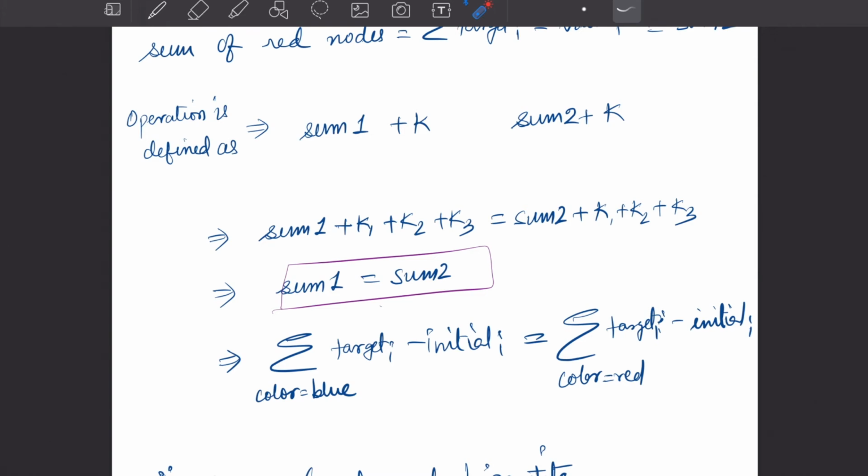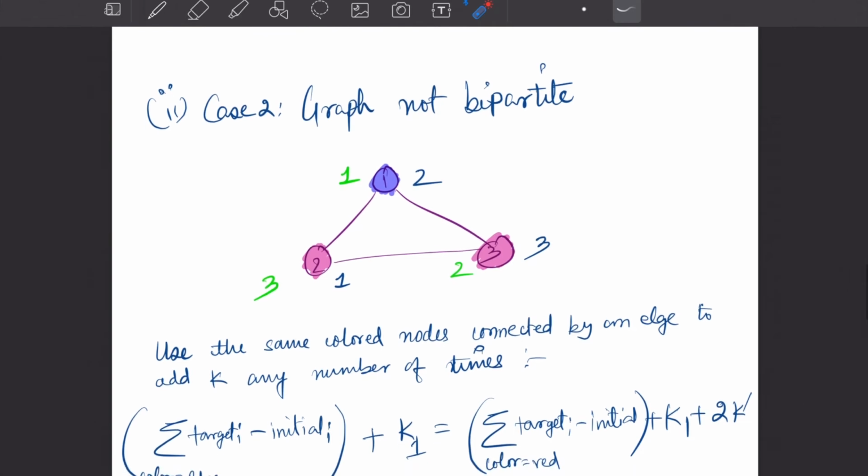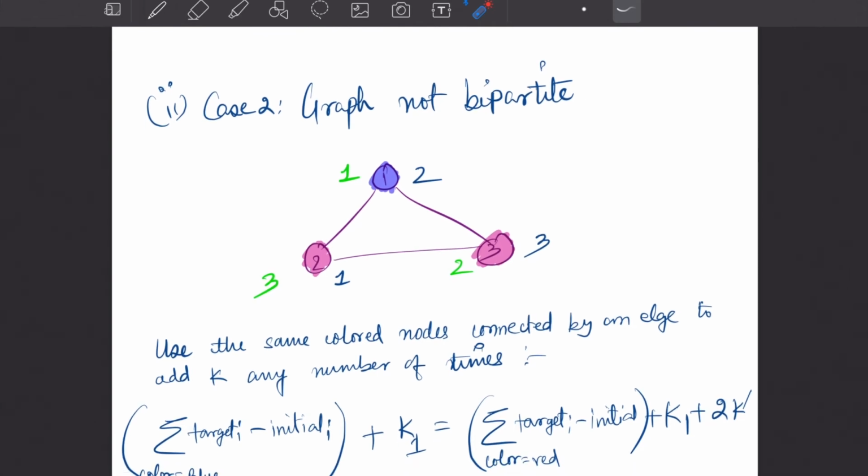the answer is no. Now let's see the case where we know that the parities are matching and the graph is not bipartite. So how do we handle this case? In this case I have taken an example of a graph which is not bipartite. Here this is one node which is blue and these are the two nodes which are red, and these are also connected, and thus this is not a bipartite graph. Now the observation here is that you can always use these two nodes and add to them k any number of times, any positive value, any negative value, and using this you can achieve the answer. You can make them equal to the target.